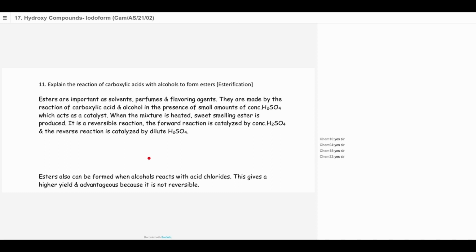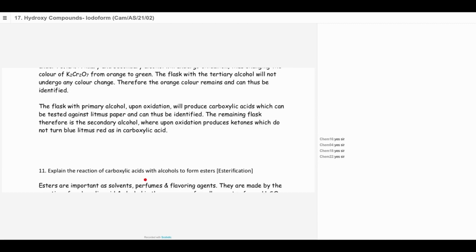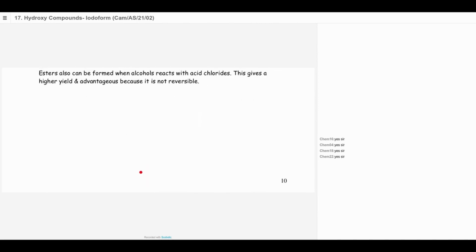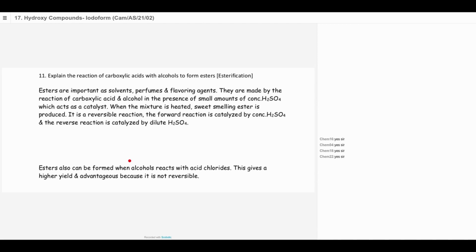And then we discuss about the oxidation of secondary alcohols. You get a ketone, right? And tertiary alcohols cannot be oxidized. There is where we stopped in the previous lesson. That's question 10 on page 10. Let's continue from question 11 on page 10.